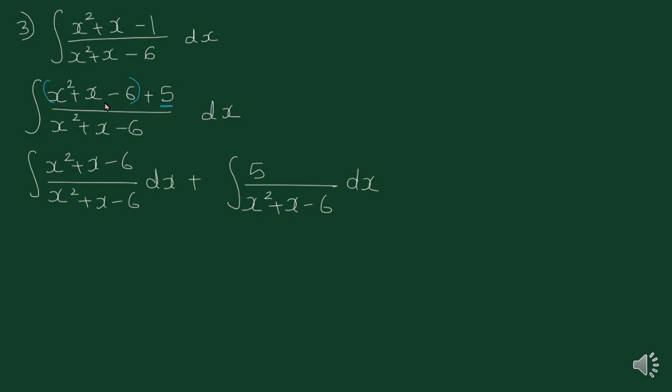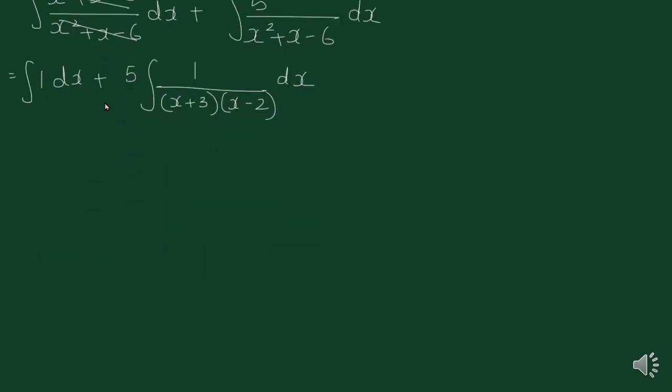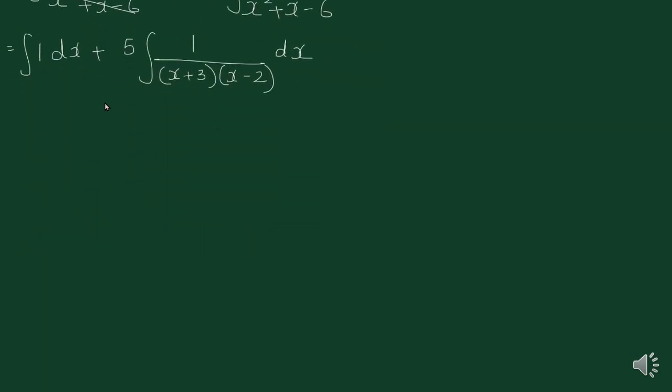Upon writing this, now we cancel out these two terms from this integral so that we get the integral of 1 dx plus 5 the integral of 1 upon x² + x − 6, which can be factorized, and we get the factors as (x + 3)(x − 2). You can think about it, it's a quadratic equation, so it can be factorized like this. Now in the first case, the integral of 1 dx is x.